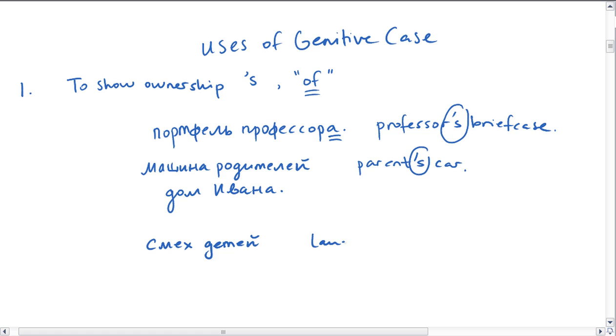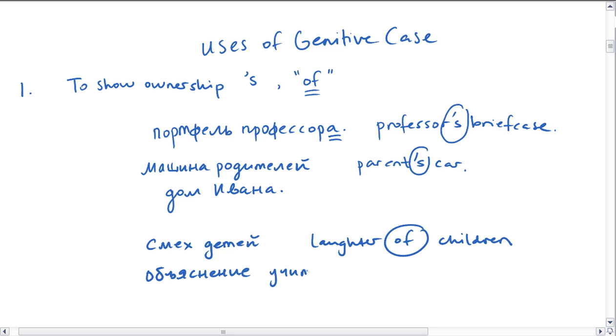So laughter of children. Or what I'm doing right now. Объяснение учителя. So the explanation of the teacher. Right? So anytime you have of or this apostrophe s, you're going to use the genitive case.